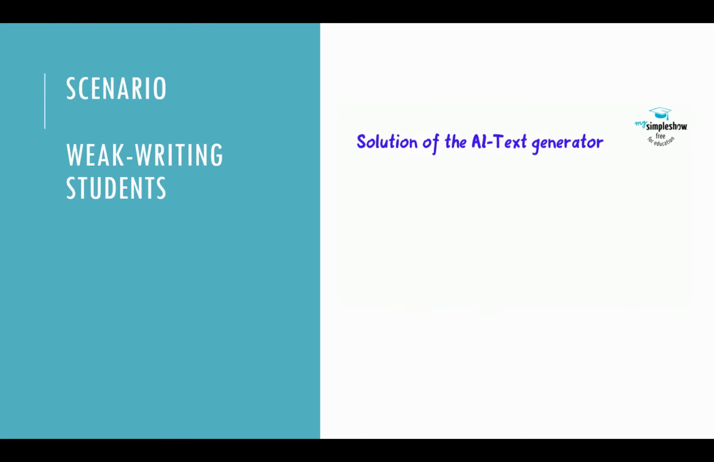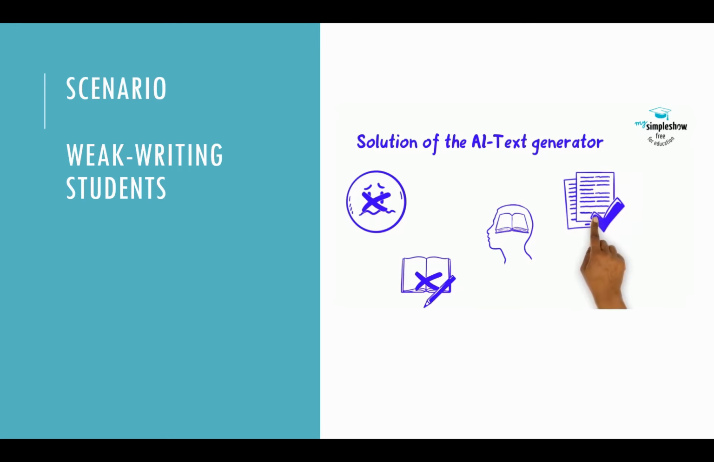Solution of the AI text generator. First, overcoming the fear of writing. Second, solution of writer's block by the text generator. Third, developing an understanding of poor formulations and illogical argumentation chains. Fourth, developing an understanding of well-written scientific texts. Fifth, development of motivation and interest in scientific work.